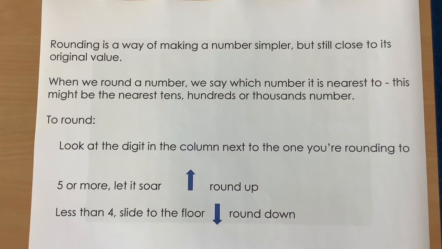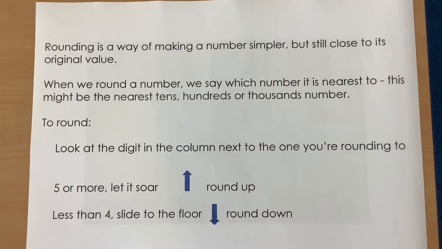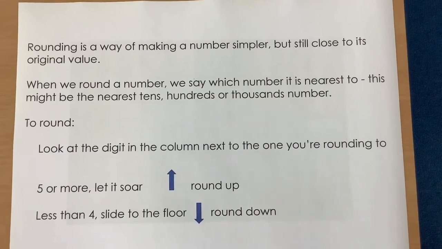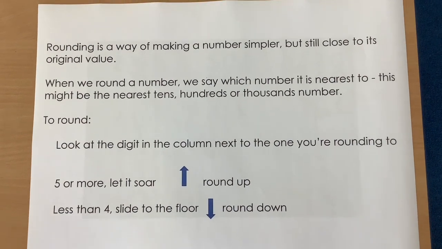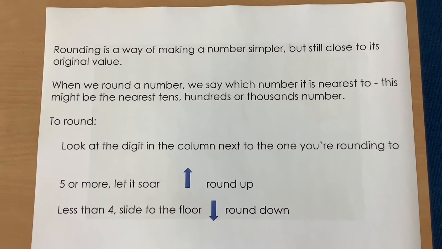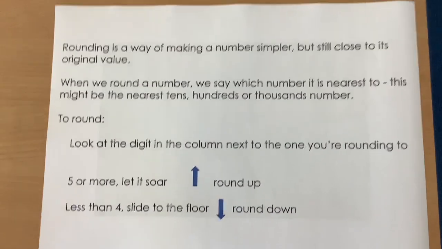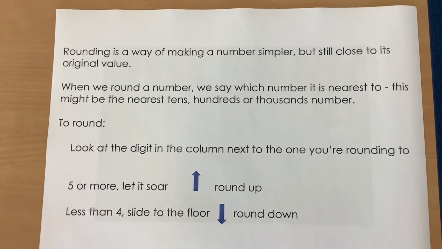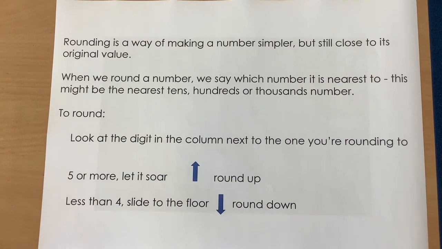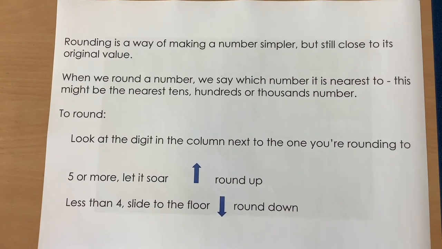So rounding is a way of making a number simpler, but still close to its original value. And when we round a number, we say which number it is nearest to. So it might be to the nearest 10, the nearest 100, or the nearest 1,000. And to round, we look at the digit in the column next to the one you're rounding to.